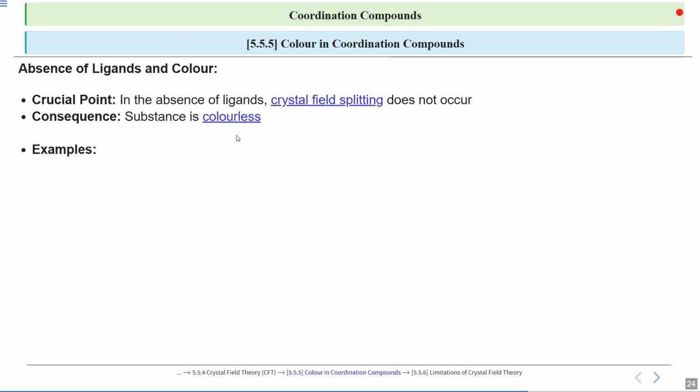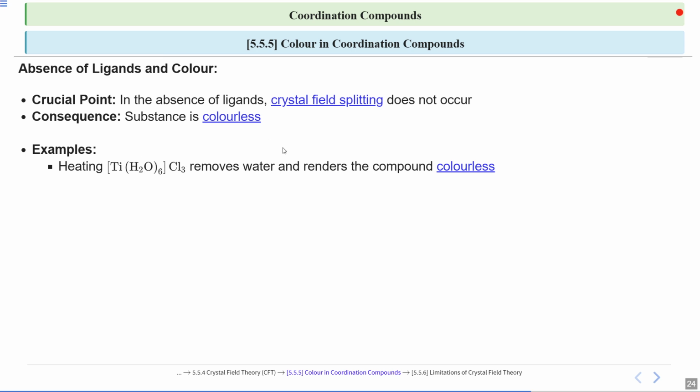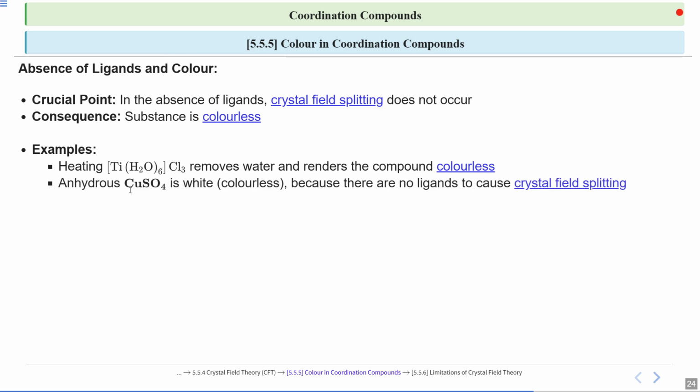The examples: heating of [Ti(H2O)6]Cl3 removes water and renders the compound colorless. If you heat this complex, the water will be removed and the compound will remain colorless. Anhydrous copper sulfate is white, or colorless, because there are no ligands to cause crystal field splitting. Due to the absence of crystal field splitting, there is no color shown by anhydrous copper sulfate.